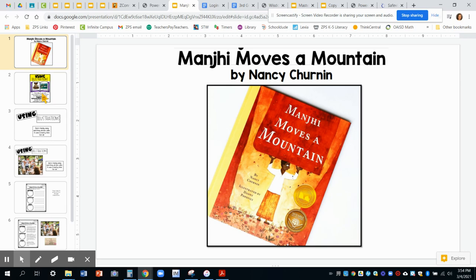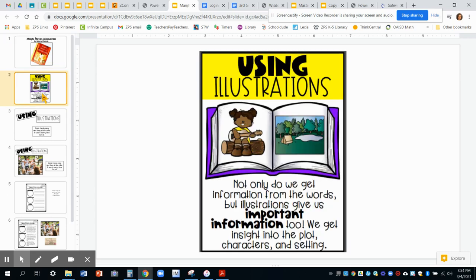I'm going to read this chart with me. It says using illustrations, right? It's really important that we understand that not only do we get information from words in a story, but the illustrations give us really important information as well. We get some insight. That means kind of that tunnel vision into the plot, the characters, and the setting.